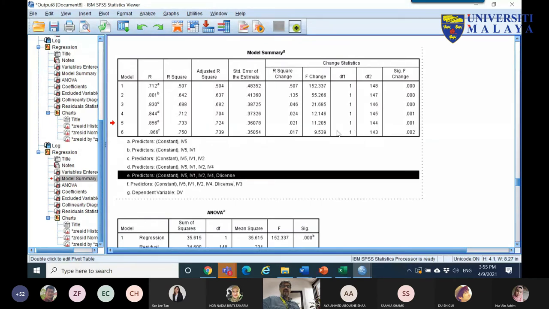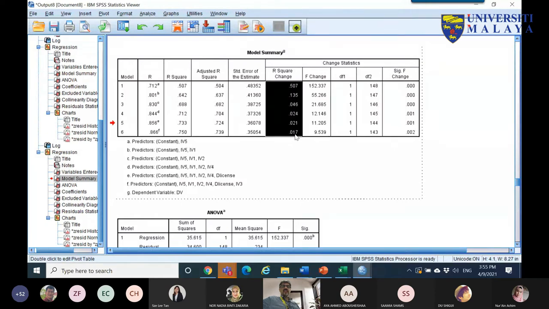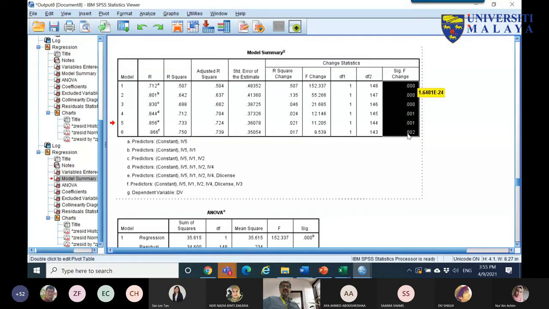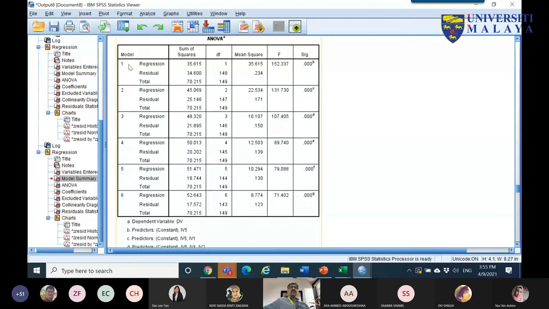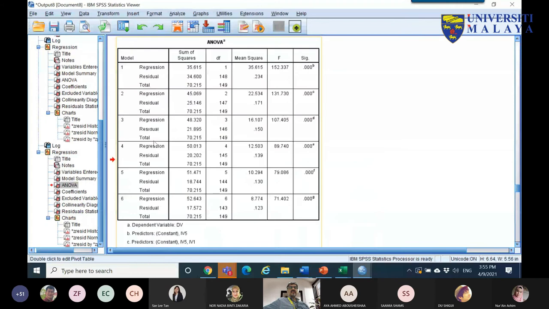in model 5, and all these R squared changes are statistically significant. So this means this stepwise modeling only keeps the significant factors in the model. So now we have model 1, model 2, model 3, model 4, model 5. Of course, we select the last model.